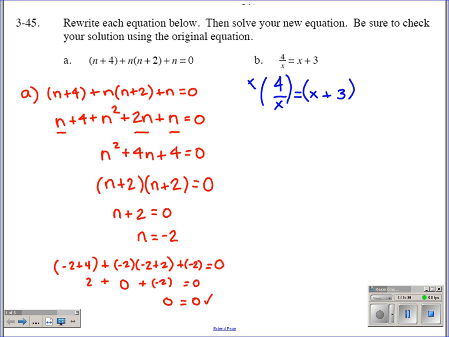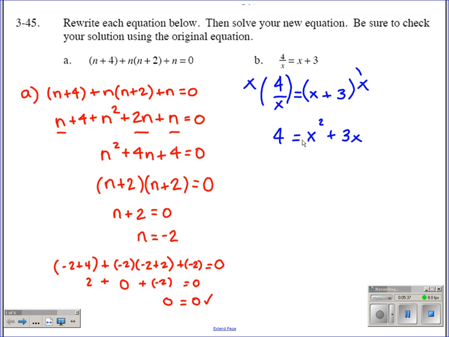So if I multiply this side of my equation by x and multiply this side of my equation by x, x times 4 is 4x. But then when we divide it by x, our x's cancel out, leaving us with 4. On the other side here, we're going to go ahead and distribute our x through. So we're going to do x times x and x times 3, which should give us x squared plus 3x.